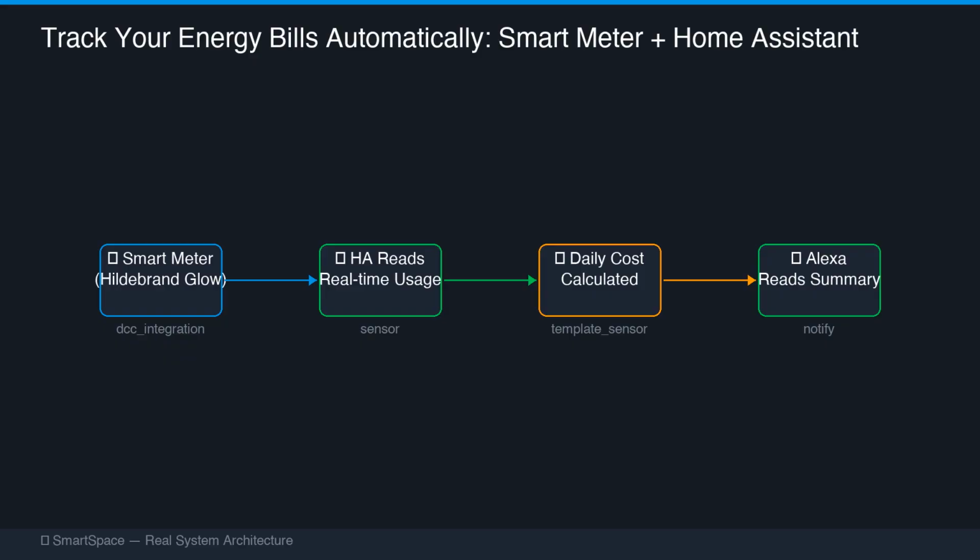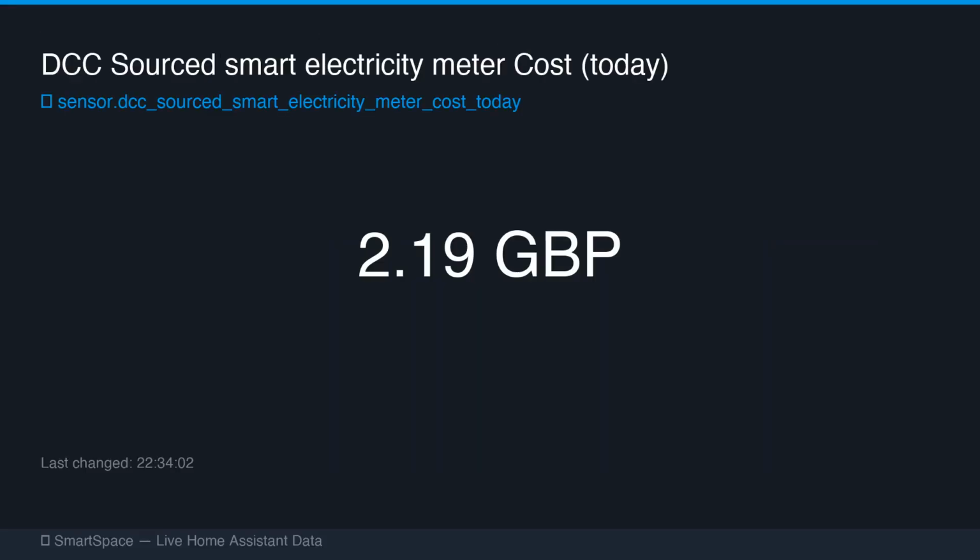I am in the UK, utilizing the DCC network via a Hildebrand Glow stick. This feeds raw data directly into Home Assistant, giving us two separate entities, one for electricity and one for gas. On their own, they are useful, but they are difficult to read at a glance. We need to combine them into a single metric, pounds and pence.